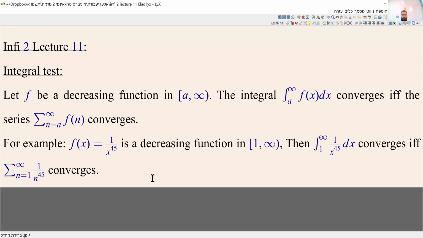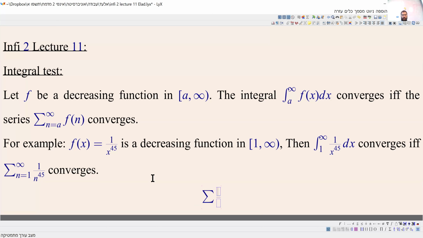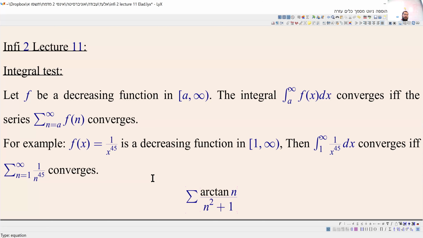I mean, if I told you, okay, let's calculate the sum of arctangent n over n squared plus 1, what the hell is it? But if I talk about the integral of arctangent x over x squared plus 1, that was our first example, as far as I remember, five weeks ago, for finding the integral using substitution. So calculating an integral is easier than calculating a series.